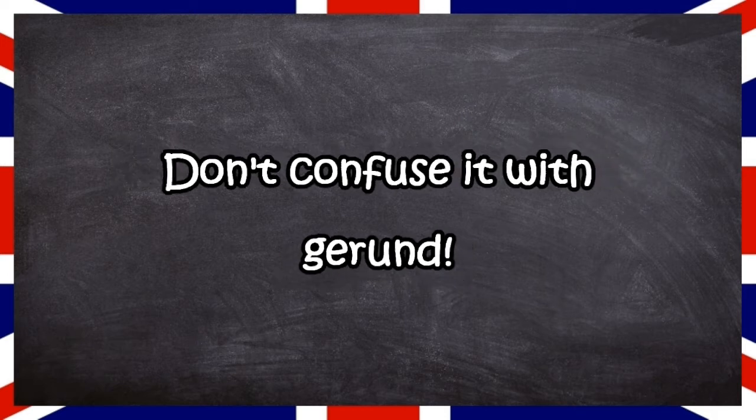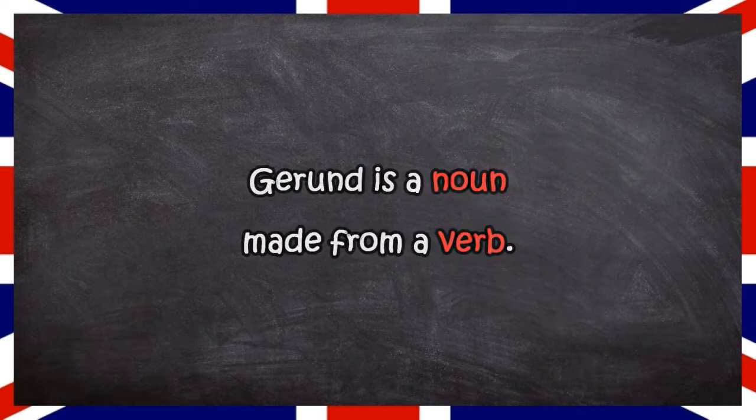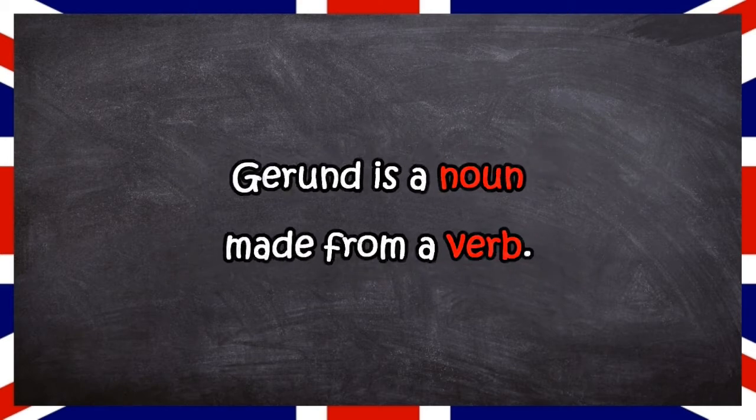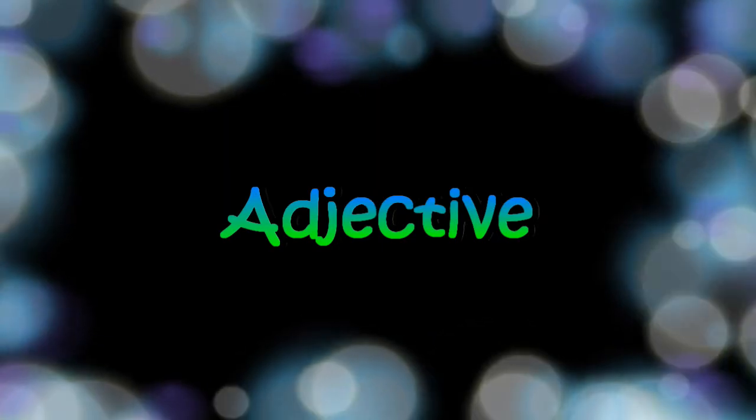Gerund is very different. So gerund is a noun made from a verb, while the present participle is either an adjective or another form of a verb. Let's have a look at the present participle as an adjective.